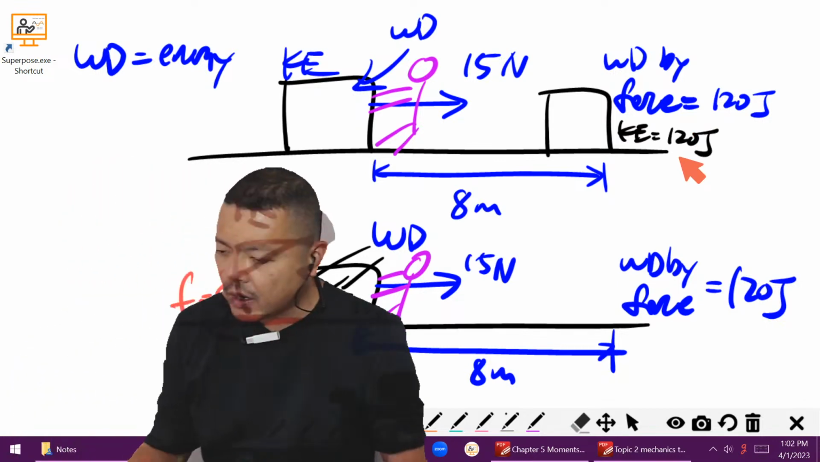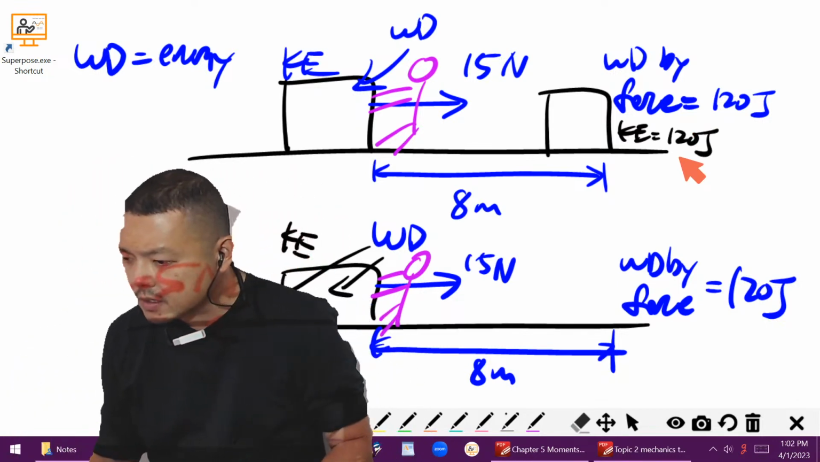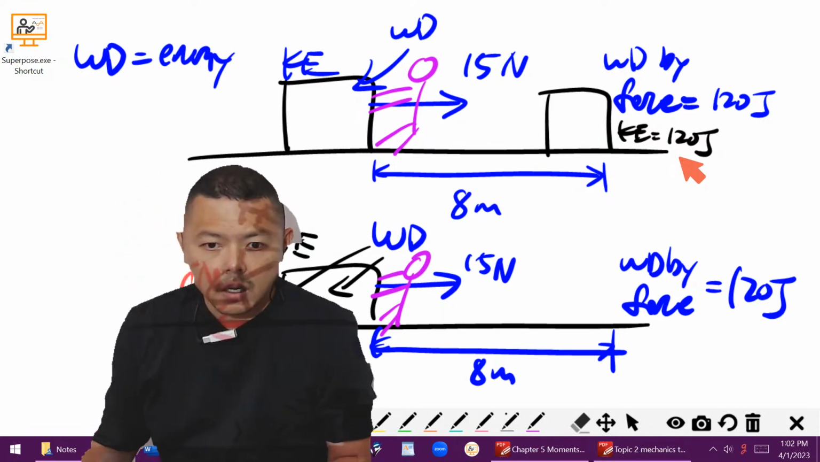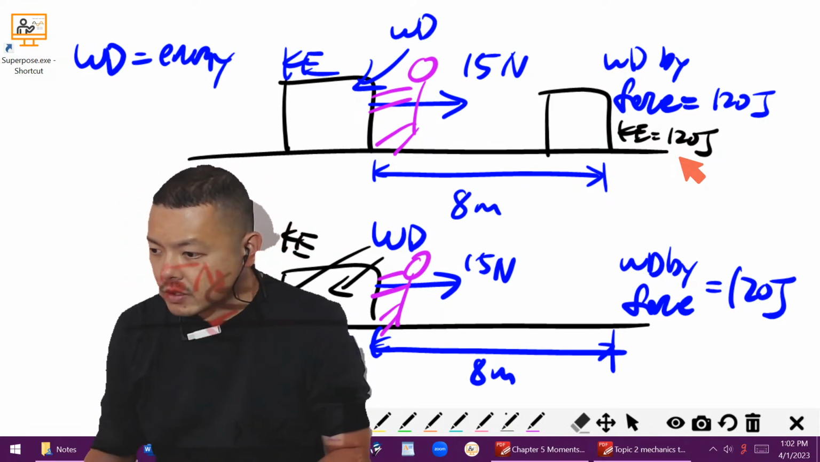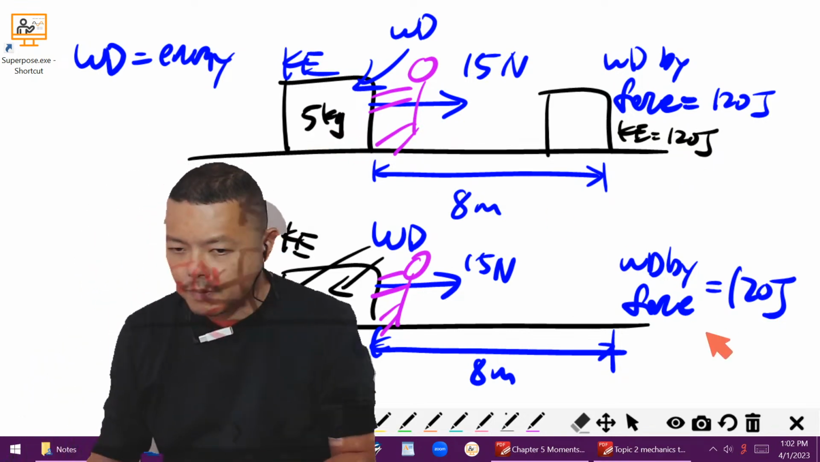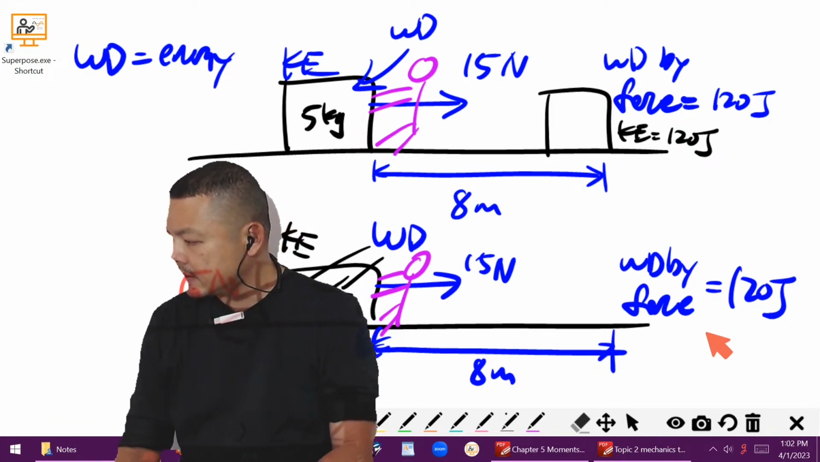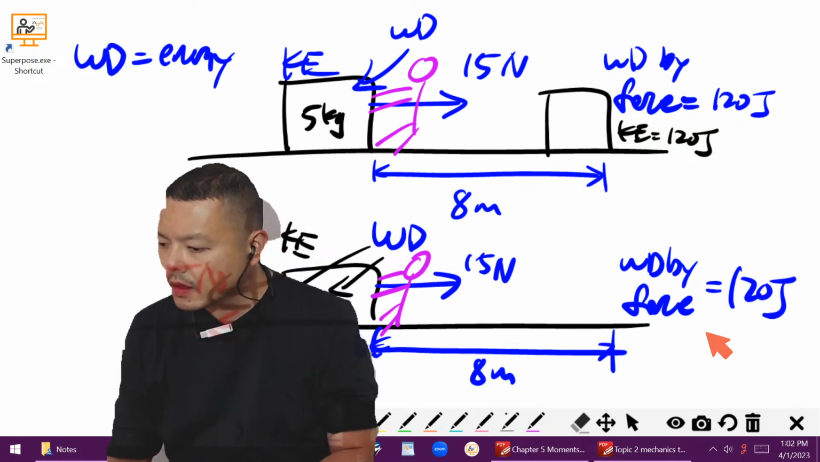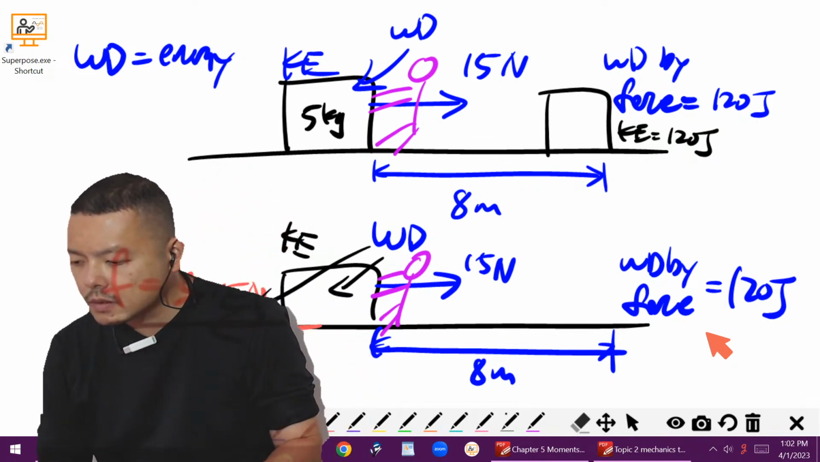What's the speed of the box? Can you find the speed? How? I need the mass of the box. Let's say the mass of the box is 5 kg. Can you tell me what's the speed of the box then?